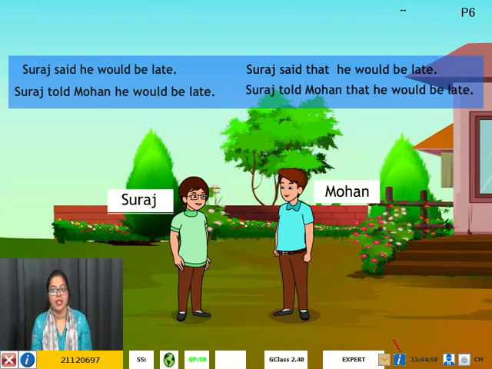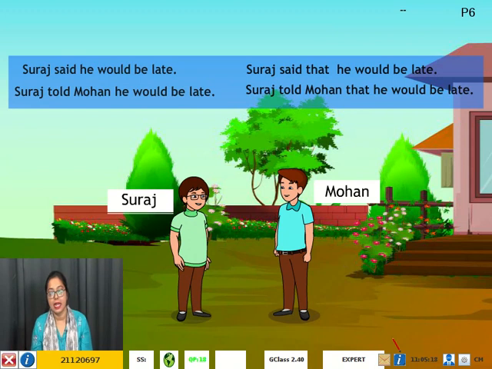On the left hand side you see, Suraj told Mohan he would be late. And on the right hand side, what do you see? You see, Suraj told Mohan that he would be late. So see here, in the first two sentences the word that is not used as a connector, but you can still convert it into an indirect speech.